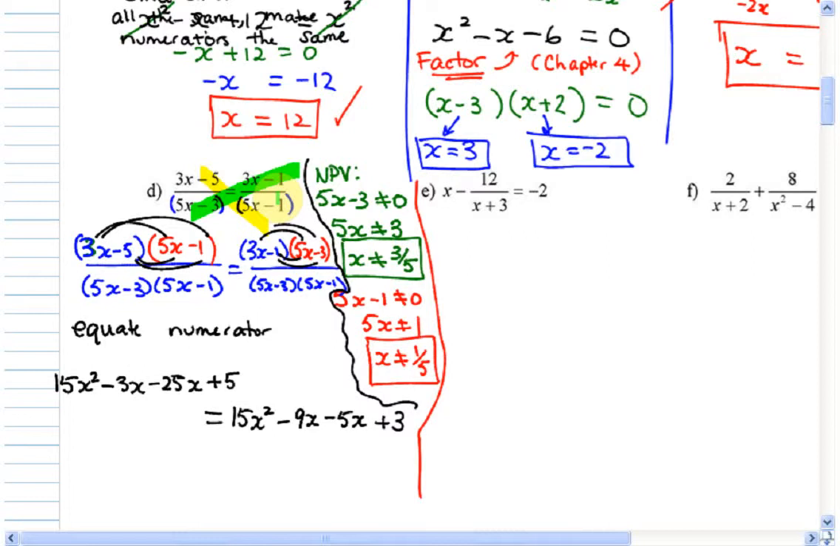Why does cross multiplication work? Cross multiplication really is just this. Cross multiplication is like a little trick. There's no mathematical reasoning behind it. This is the reason behind it. So go ahead, keep solving, please. Group terms together, solve. Let's see what you get for x.